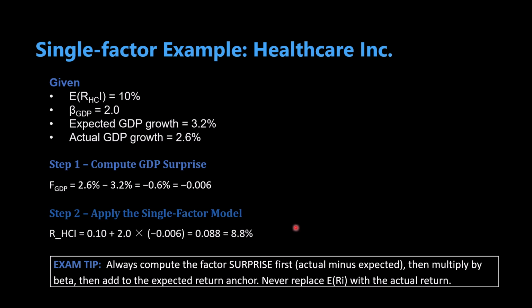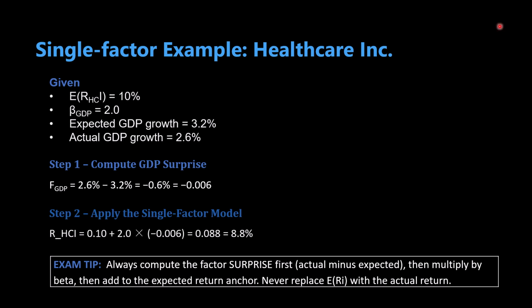Let's interpret this result. The stock has a positive GDP beta as shown here. So it benefits when GDP growth surprises on the upside and suffers when GDP growth surprises on the downside. Since the surprise here is negative, the factor contribution is also negative. Therefore, the model implied return falls below the baseline expected return of 10%.